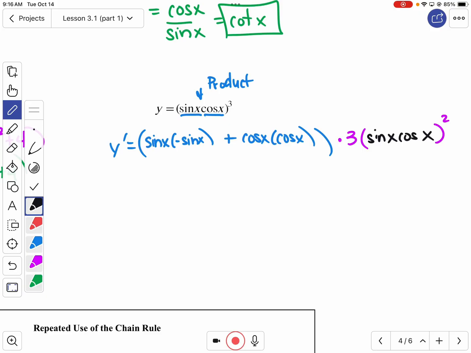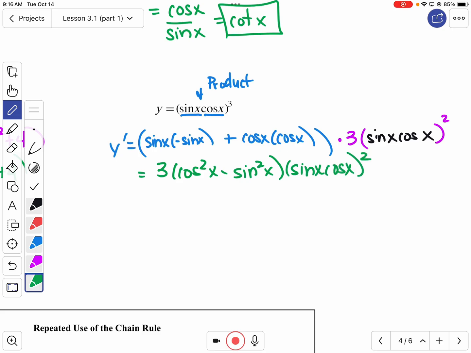Okay, now we simplify that a little bit. This is going to give me cosine squared minus sine squared. That does happen to be a trig identity, but I don't think they'll ask you to simplify, okay? The 3 could come out in front, and then sine x cosine x, the whole thing squared. You really can't simplify that to get anything better. It is what it is, right? But you have to recognize that it's a chain in there, that it's a product to start with.